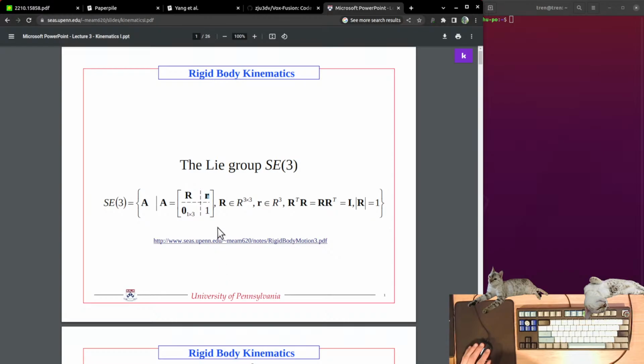In SE3 you have little r, which is the position, and big R, which is the rotation matrix. Rotation matrix big R has 3x3 elements. Little r, the position, has 3 elements: x, y, z. This is saying that the transpose of the rotation matrix times the rotation matrix is equal to the rotation matrix times the transpose. So inverting the rotation and then rotating is the same as rotating and then inverting, and both give the identity. And then there's the determinant condition on the rotation matrix itself.